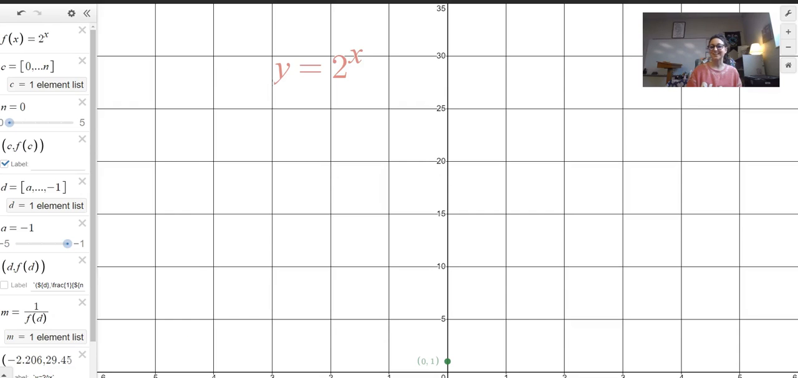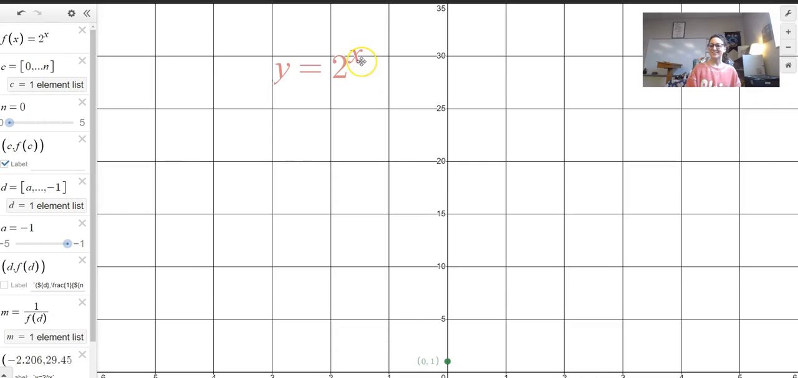So we're going to be working with exponential graphs today. So we're going to be looking at graphs in this format, like y equals 2 to the x, so where your independent variable is in your exponent. Okay, so that's what makes this an exponential graph. So let's plot some points and kind of get a feel for what the general shape of these graphs are.